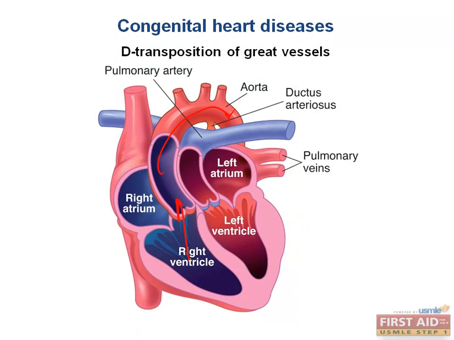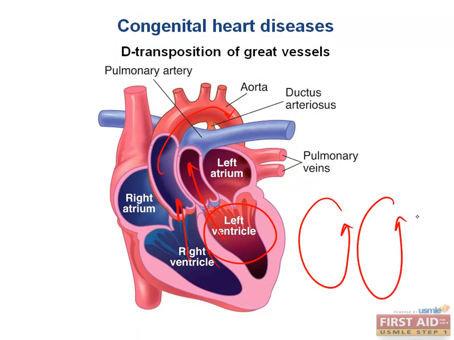Now, what about the left ventricle? The left ventricle will pump blood into the pulmonary trunk, which means we are sending blood into the lungs from the left ventricle. Basically, we have two independent circuits that are not interacting with each other at all.